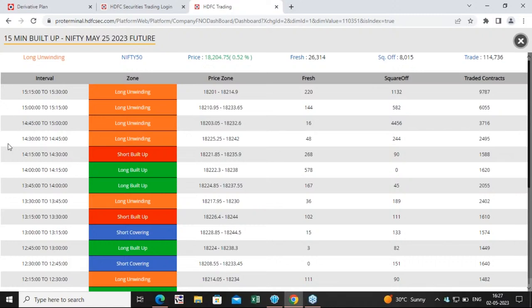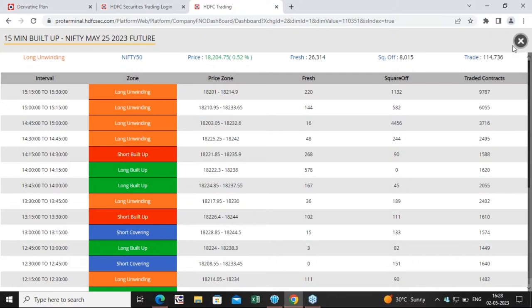Okay, so yahan pe agar dekhoge 232 245, wahan pe long unwinding thi, the low is 18,225.25 and 18,242 is a high. 48 fresh contracts have been traded, 244 contracts have been squared off, and a total of 2,495 contracts have been traded in that particular time interval. Okay, and this is very important for those who do trading in futures and options. Jo future options mein trade karte hain unke liye bahut hi important cheez hai.